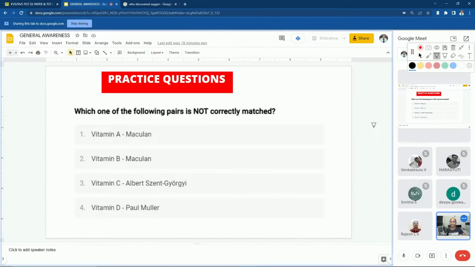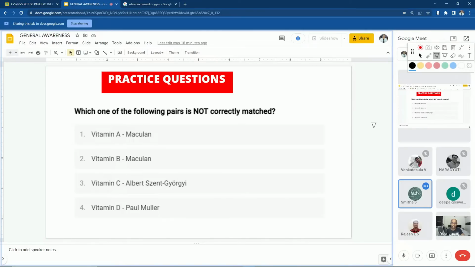Next question. Smita ma'am. Smita ma'am, you are not audible. Audible, sir? Yes, you are audible. Now this is complicated. Sorry, sir. Here it is raining actually.